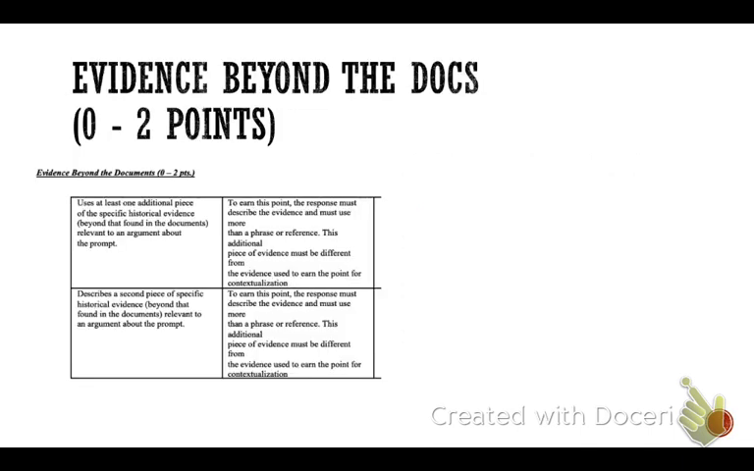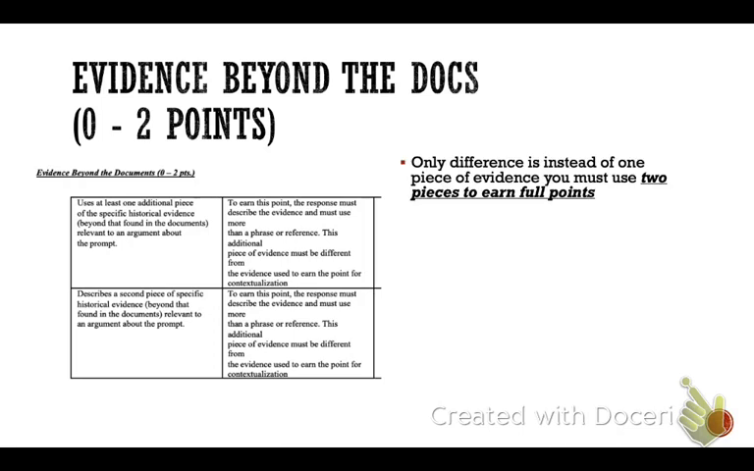All right. And then here is one of the bigger changes as well. So we're used to using a piece of evidence beyond the documents. Outside evidence is what we called it all year in class, right? However, there is a difference, right? In the DBQs we wrote all year, you only had to use one piece of outside evidence. Now to earn full points, you want to use 2 pieces. If you use one piece, you earn 1 point. But if you use 2 pieces of outside evidence, you earn 2 points.